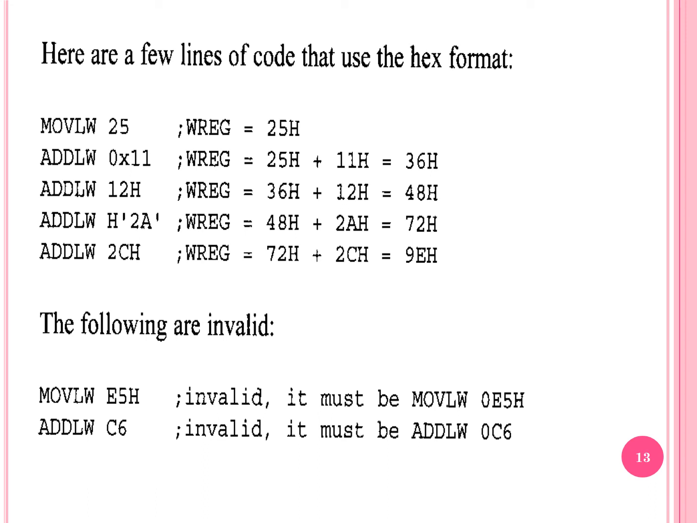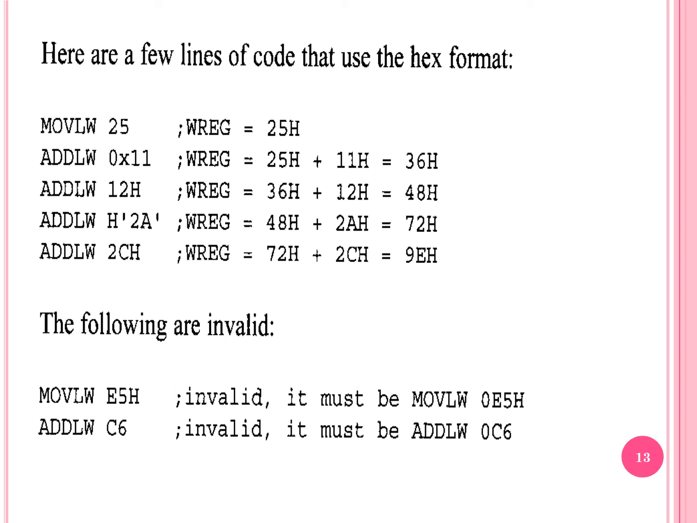Once again ADDLW 2CH. So now WREG is already having 72H, and in that 2C will get added. In the lower byte, C plus 2 is D and E. C plus 1 is D, plus 1 is E. So therefore it is E, and 7 plus 2 is 9. Therefore the answer is 9EH. This is the way.